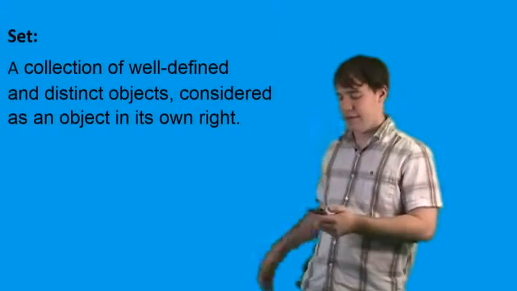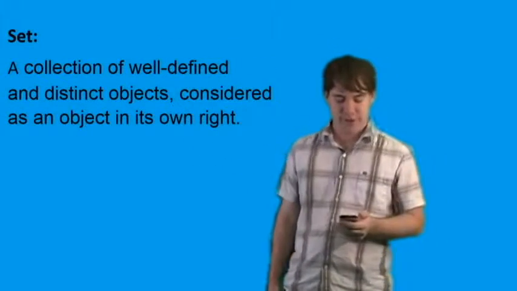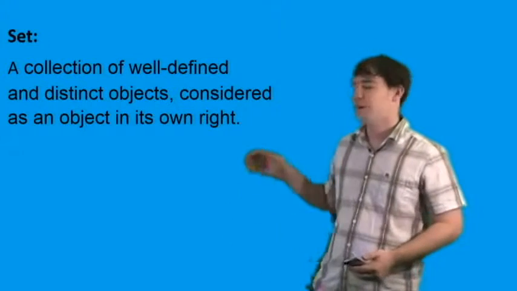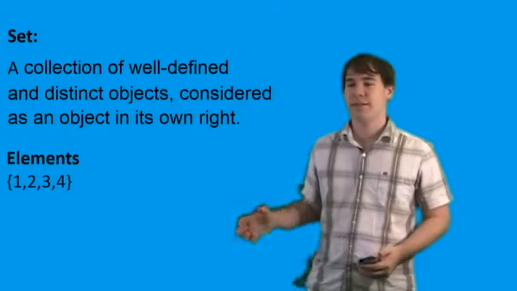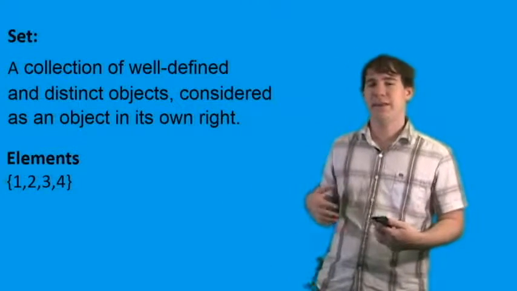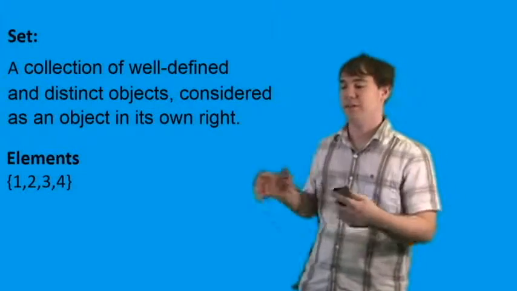So, a set is a collection of well-defined and distinct objects. Or in other terms, it's just a group of items. Now, each and every one of these items is called an element. And the elements are what make up a set. Elements can be anything, and a set can be a collection of anything.